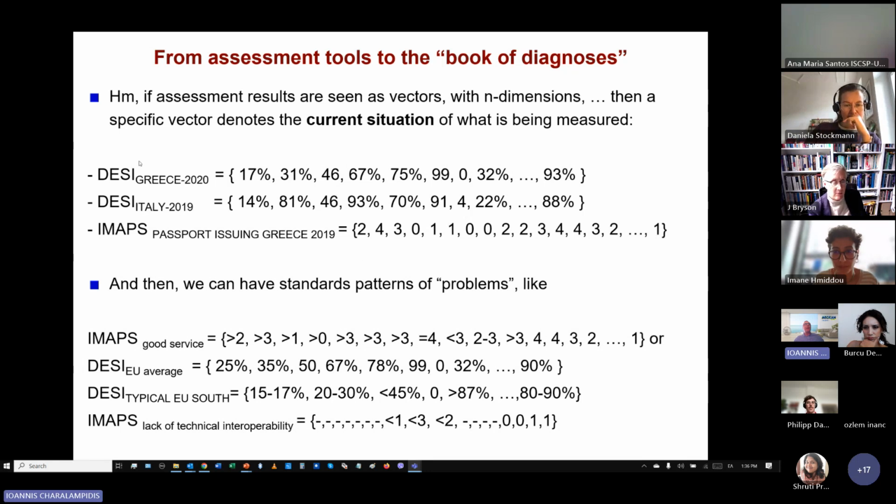I'm aware. Imagine then you have all these vectors. These are vectors of DESI, of IMAPs. This is another thing. Then what you have in a vector like that, what is a diagnosis? A diagnosis is a kind of pattern you find in this vector.